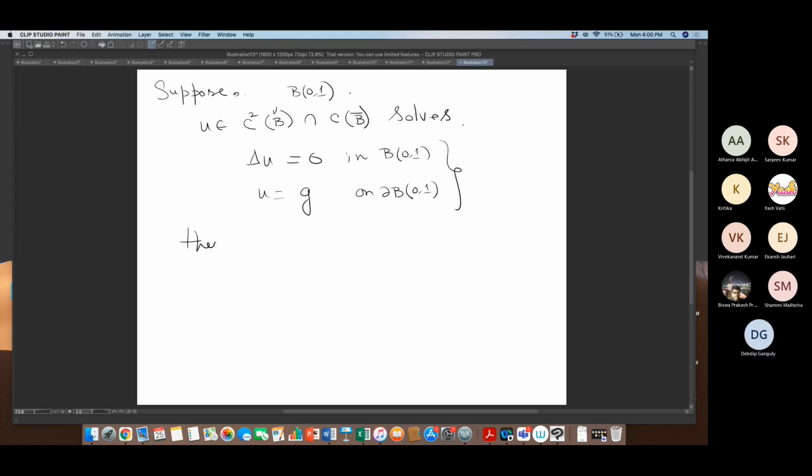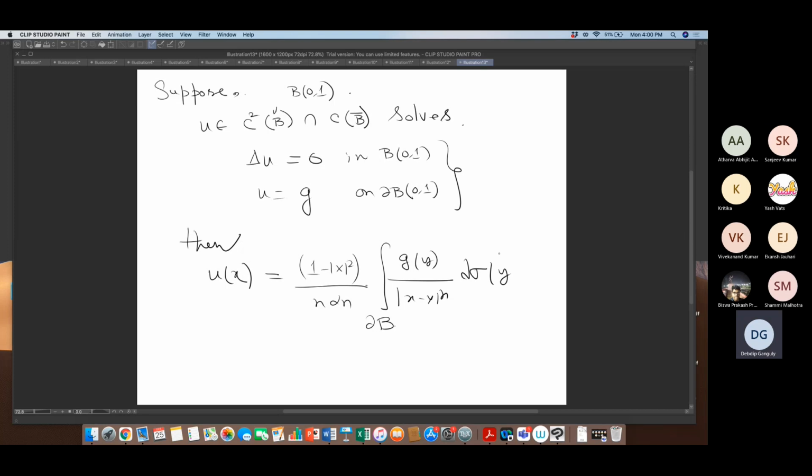Then u(x) is given by this, which is a Poisson kernel. You know this. Why, how do I get it? Because I just computed the ∂G/∂ν. Okay.